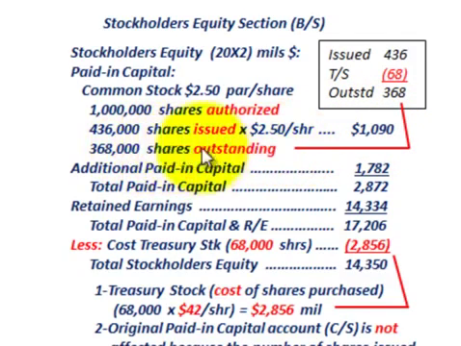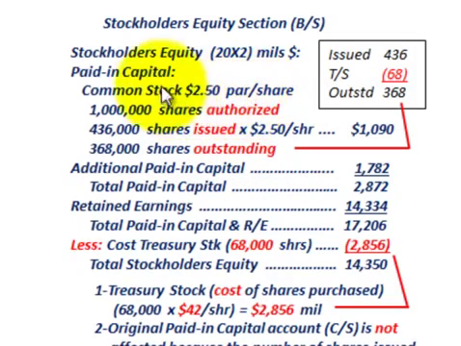Now, let's look at the shares outstanding and how we calculated that to be 368,000. We know the number of shares that we issued, 436,000, and we subtract the treasury stock that we're holding, 68,000 shares, from the total common stock shares issued of 436,000. We're going to get the number of common stock shares outstanding at 368,000 shares.